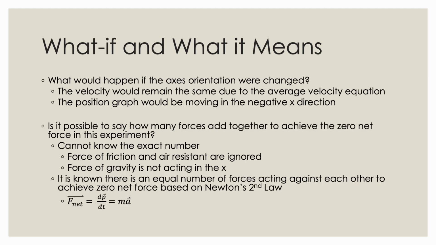Some additional questions can be brought up by this experiment. Firstly, we can ask what would happen if the orientation of the axes were changed for the position. In this case, the velocity would remain the same based on the equation velocity equals change in position over change in time. The direction of the position does not alter the magnitude of the velocity. The position graph would simply change to show the object moving in the negative x direction.